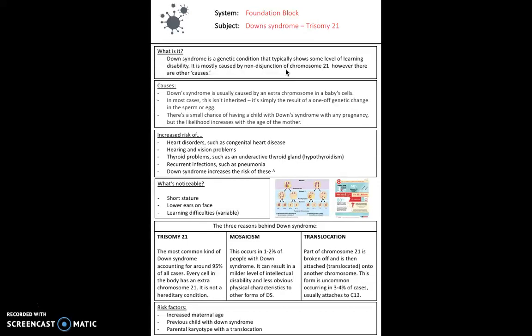So Down syndrome is usually caused by an extra chromosome within a baby's cell. In most cases, this isn't inherited, it's simply the result of a one-off genetic change in the sperm or egg. There's a small chance of having a child with Down syndrome with any pregnancy, but the likelihood increases with the age of the mother. Other risk factors include having a previous child with Down syndrome, or having a parental karyotype with a translocation. So I'll explain a little bit what that means in a moment.